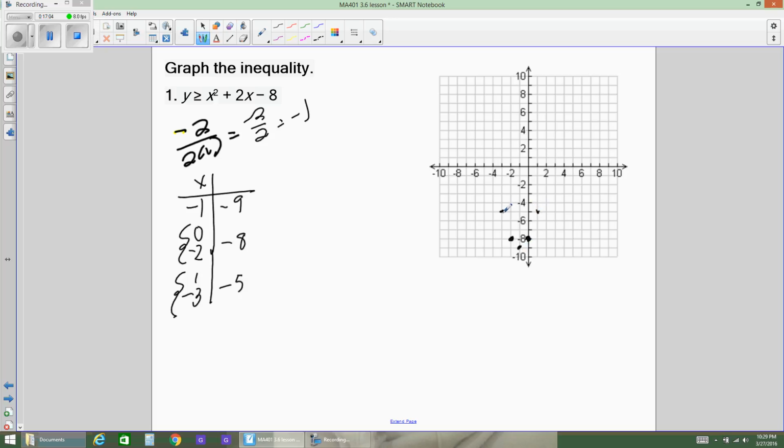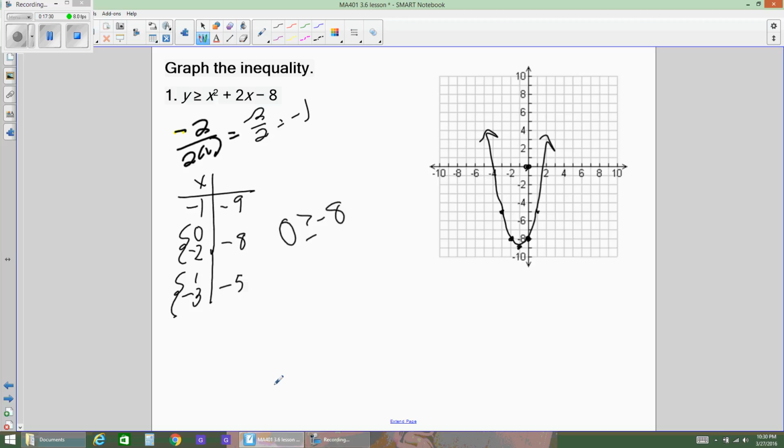Okay, now what kind of line do we need? A solid line or a dashed line? Because it's greater than or equal to, we're going to have a solid line. And this is great. I can clearly see that 0, 0 is not on the line. So I'm going to plug that in. I'm going to get 0 is greater than or equal to negative 8.